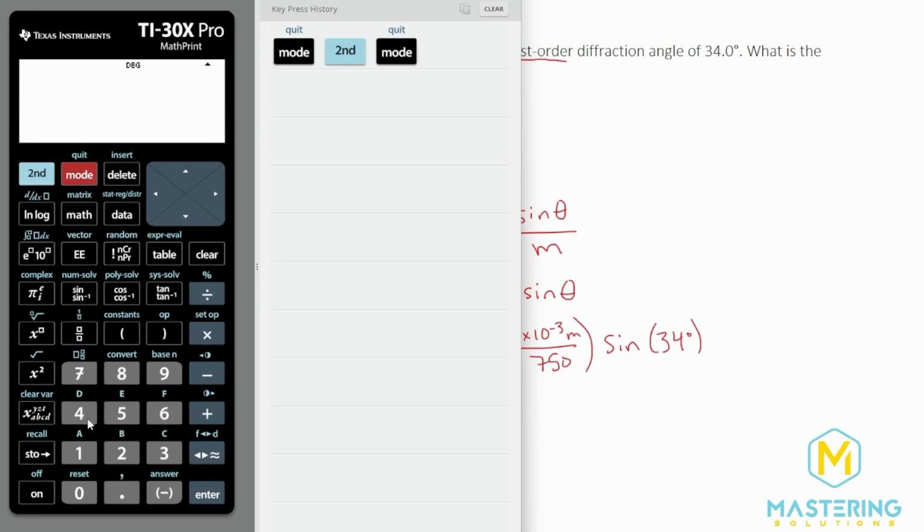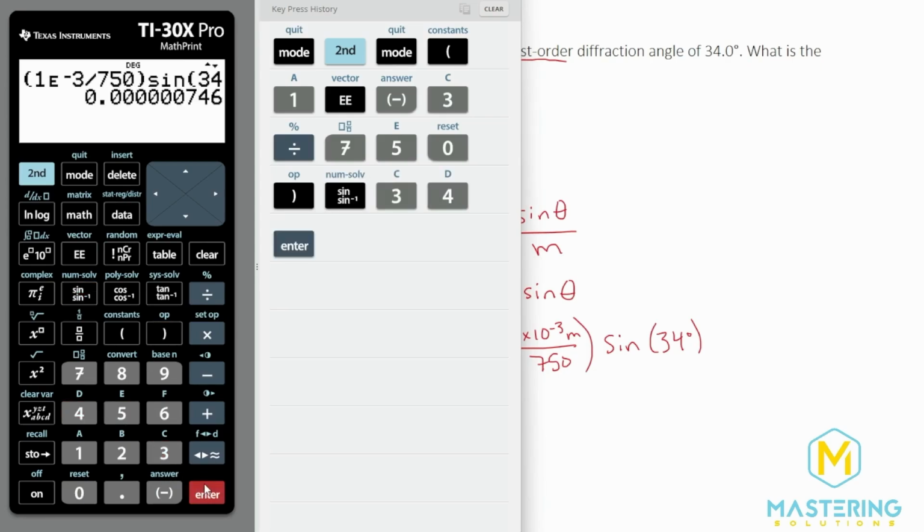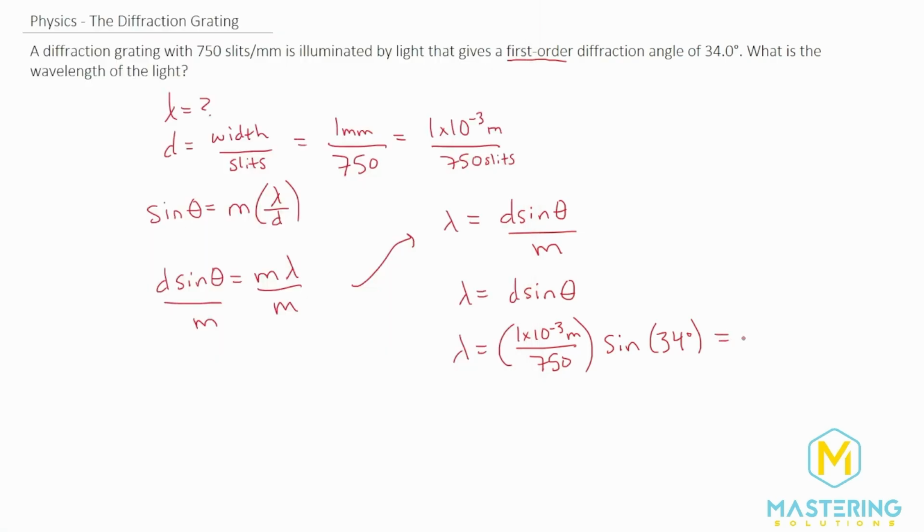So when we plug that in, we have 1 times 10 to the negative 3 divided by 750 slits, and then that is d. We're going to times that by the sine of the angle 34. And so we have 1, 2, 3, 4, 5, 6, 7, 8, 9. So that is 746 nanometers because it's 10 to the negative 9.